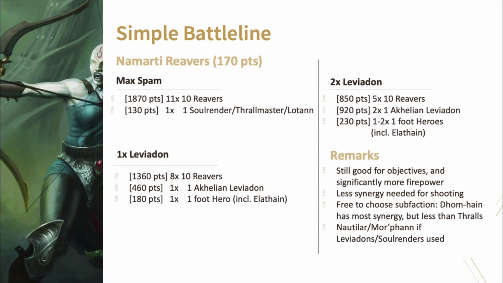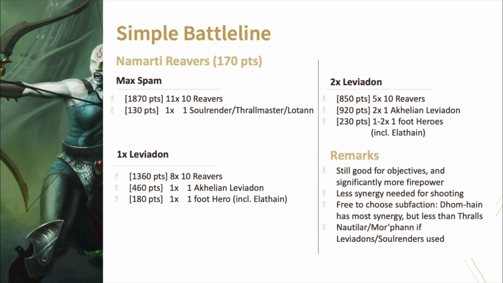Then we have the 2 Leviathans build, which takes us all the way down to 50 Reavers, but then you've got 2 Leviathans, and don't forget the Leviathans each have 8 shots at 3s -1 D3 damage. So you're getting some more shooting power in there, which is kind of nice, and then some melee backup or support there. And with 230 points left over, we're looking at 1 to 2 foot heroes if you did a couple of the cheap ones. You could, like a 120 for a Soul Render and 110 for Lotan or a Thrallmaster. You could actually get 2 in there.